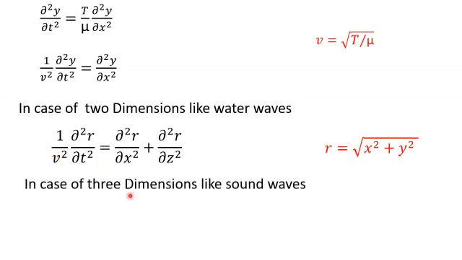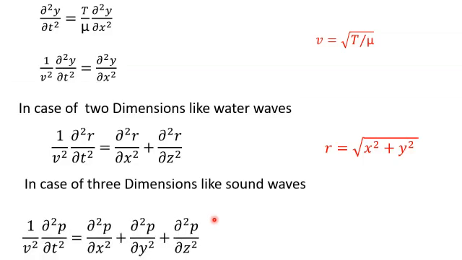In case of three dimensions like sound waves or electromagnetic waves, here we suppose that we have sound waves. So this equation will now become 1 over v square into curly square p by curly t square equal to curly square p by curly x square plus curly square p by curly y square plus curly square p by curly z square. Here p is the pressure, which is the waving parameter in case of sound waves.